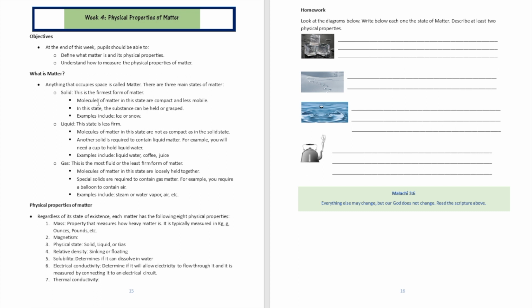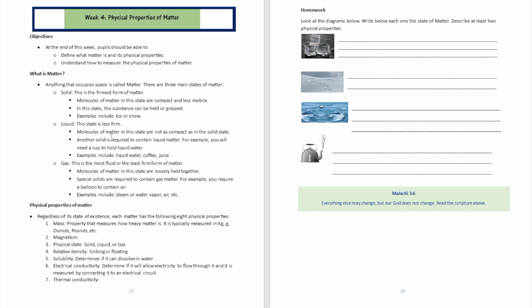What are some examples of solids? Well, examples of solid will include ice or snow, or your cell phone, or your earphones, or all those things that you can hold really easily with your hands. And in this state of matter, molecules of matter are compact and less mobile. Well, the substances may be held or grasped as a consequence of that, right?